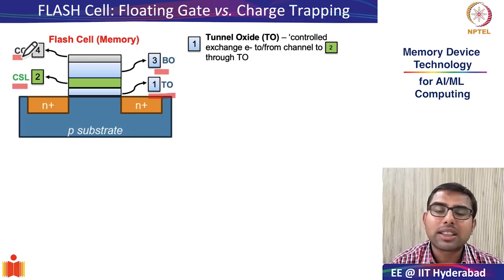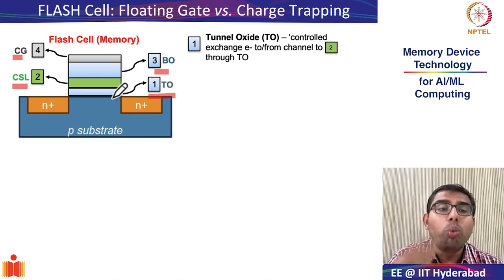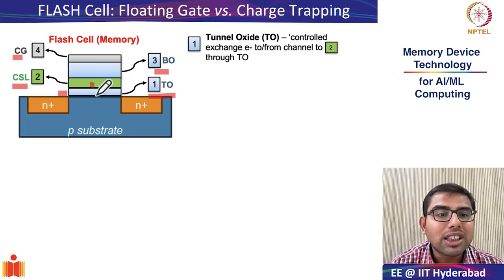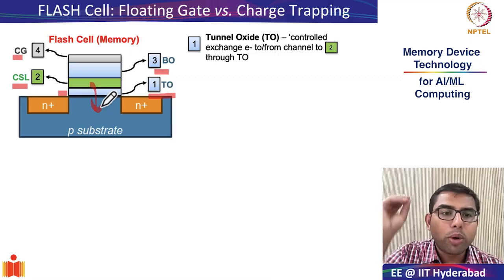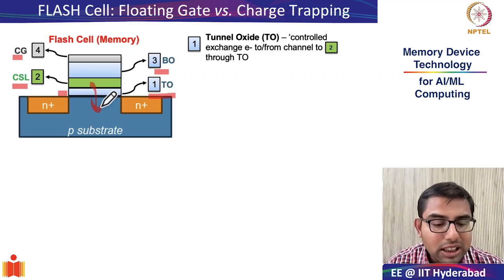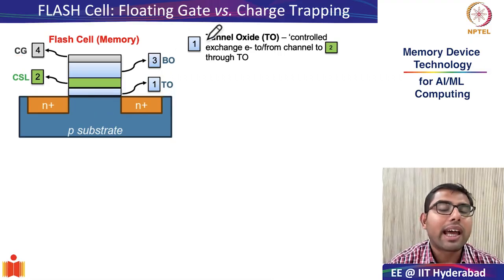The job of the tunnel oxide is very simple. It is to facilitate a very controlled exchange of electrons to and from the channel. To and from the channel to what? To this charge storage layer. So what we understand from this is that the tunnel oxide is the interface which controls how charges are pulled in from the channel and then pushed back into the channel from the charge storage layer. Now, as the name suggests, the charge transport mechanism is through quantum mechanical tunneling, and we will see more about that later.